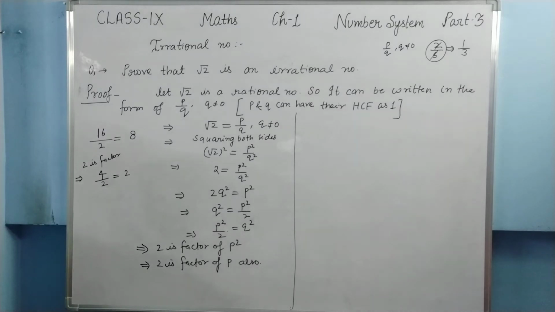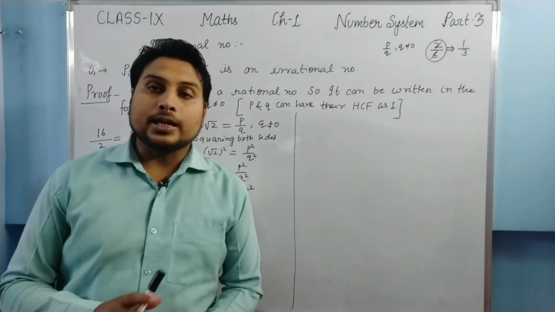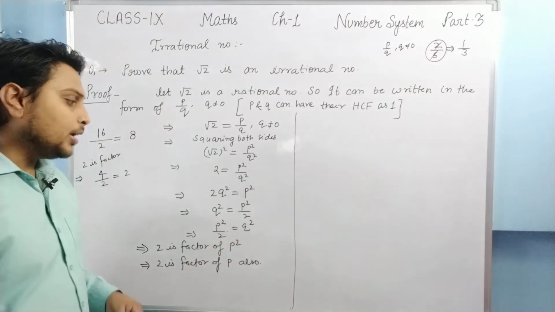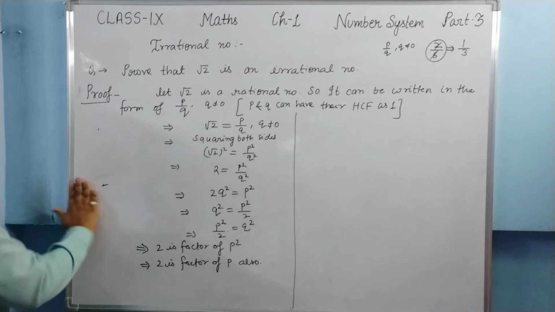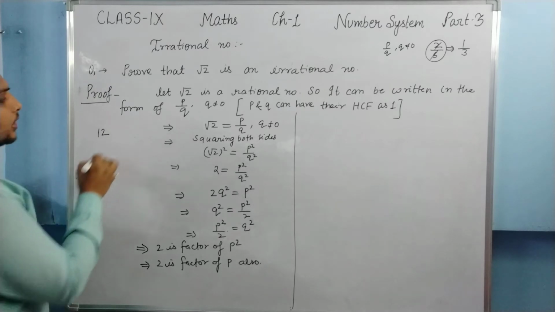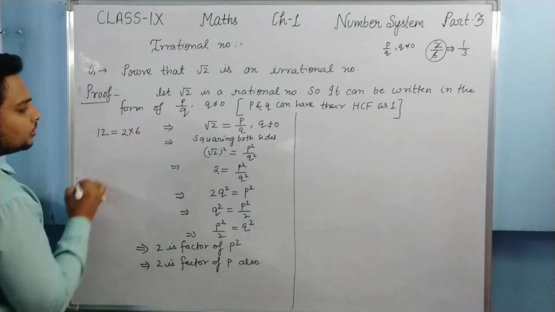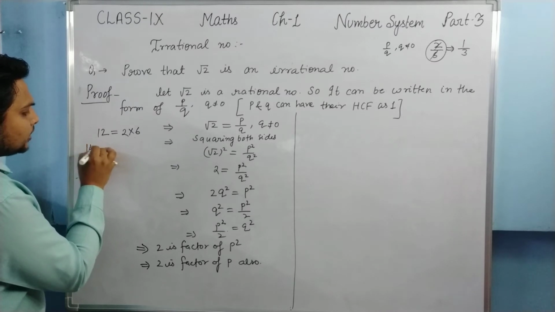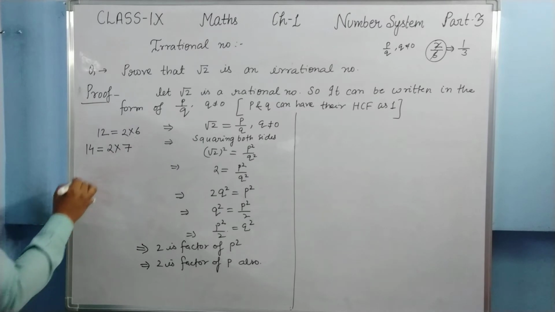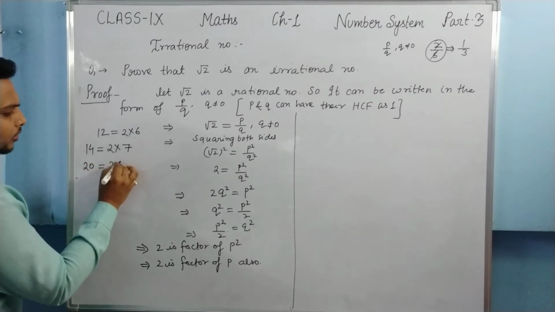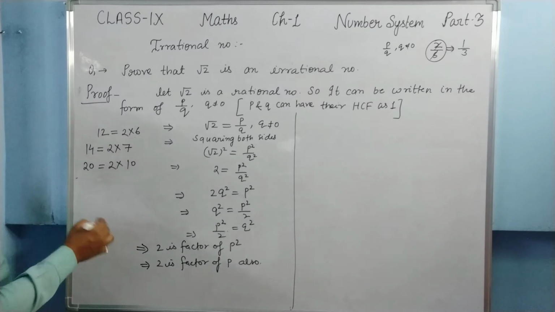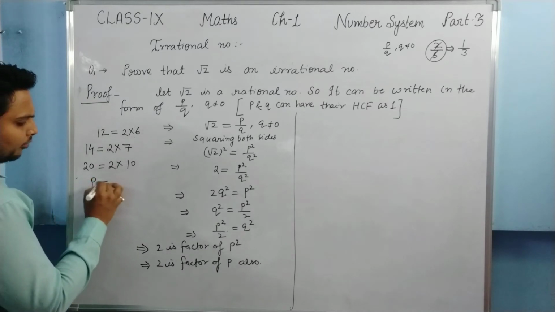So if there is any number at the place of P, suppose 12 is there at the place of P, we can say that 12 can be written as 2 into 6. If 14 is there, we can say that 14 can be written as 2 into 7. If 20 is there, we can say that 20 can be written as 10 into 2, okay, 2 into 10.